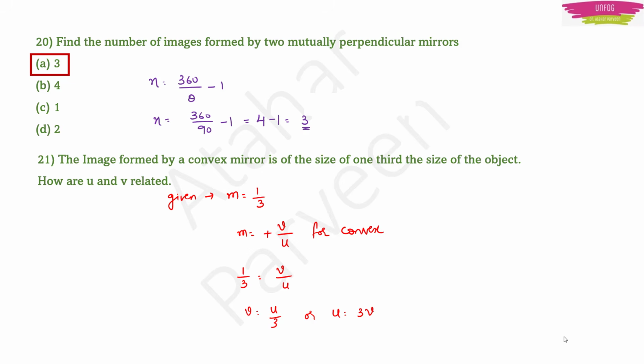Then for a convex mirror, you don't have a negative sign, right? For a concave mirror, you have minus v by u. For a convex mirror, you have v by u. Now just substitute the value, you get u is equal to 3v. Whatever the options are, this u is equal to 3v will be there in the options. That will be the right answer.